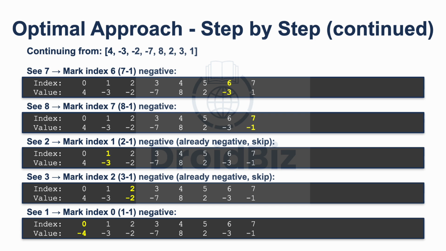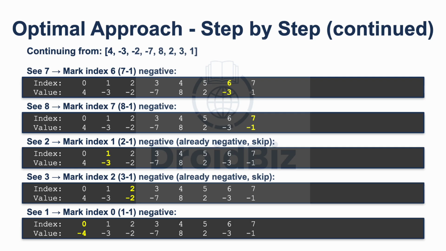We see element 3 again. This is also a duplicate. Number 3 maps to index 2, which is 3 minus 1. Index 2 is already negative, so we skip this step too. The array remains unchanged.